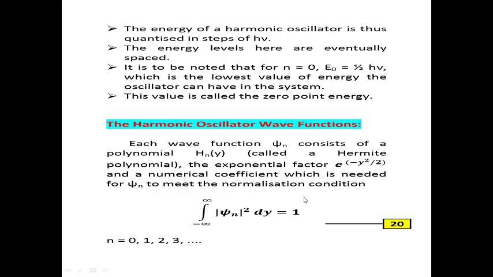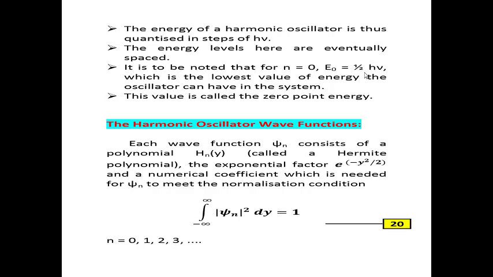So the energy of a harmonic oscillator is thus quantized in steps of h nu. The energy levels are equally spaced, and it is noted that for n equal to 0, E naught will be equal to 1 by 2 times h nu, which is the lowest value of energy the oscillator can have in the system. So this value is called the zero point energy.